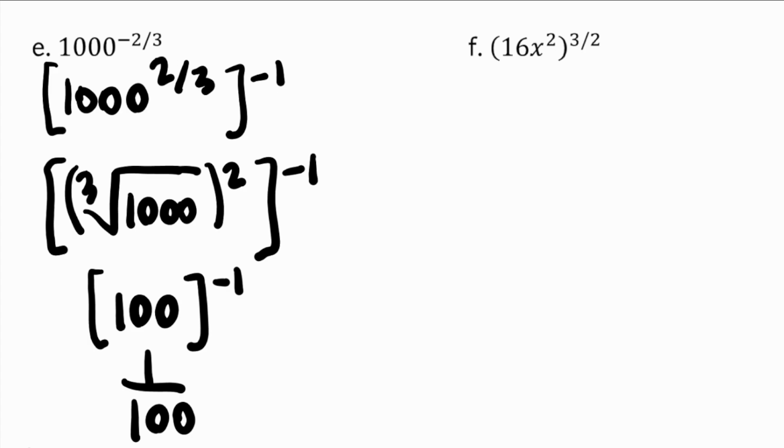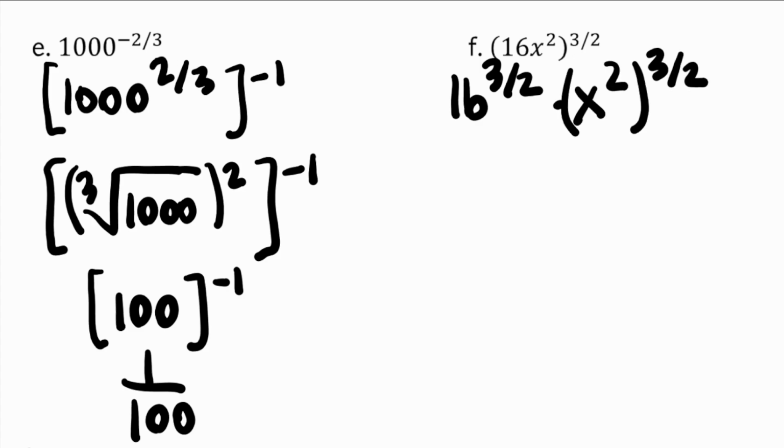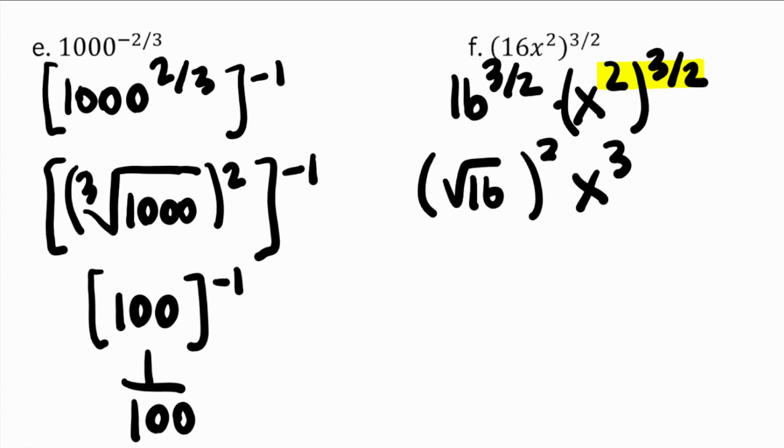Alright, now this one, we've got 16x squared taken to the 3/2 power. We're going to have to take 16 to the 3/2 and multiply that by x squared to the 3/2. Over here where we've got x squared to the 3/2, we're going to just multiply the exponents. So 2 times 3/2 is 6/2, that'll be 3. And then 16 to the 3/2 is going to be the square root of 16 taken to the 3rd power. The square root of 16 is 4, and 4 to the 3 is 64, so I've got 64x to the 3.